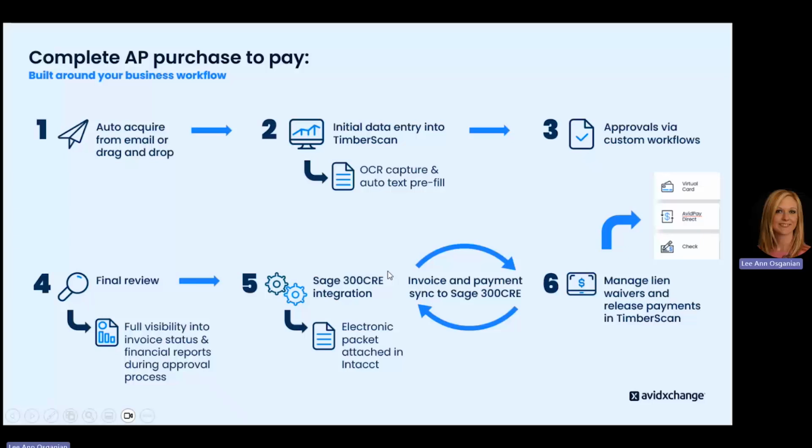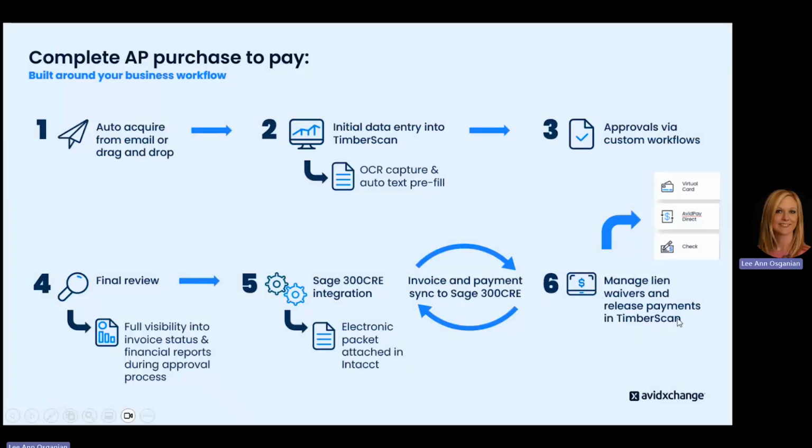Now, once we send the invoice into Sage, we're going to send all of the data that we've collected here to be able to create that invoice record within your Sage system. But we're also going to provide a link to the invoice image within Sage. So that way, the invoice, anything that you might have attached to it as part of that routing and approval, all of that will be available within Sage, proof of payment, the lien waiver.